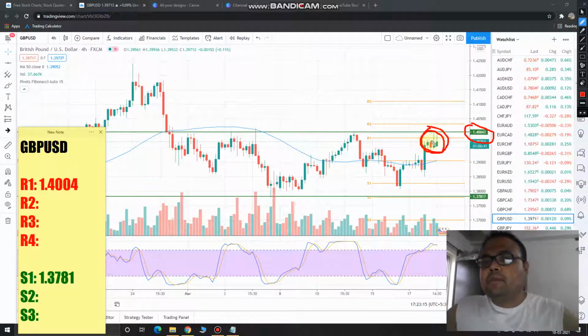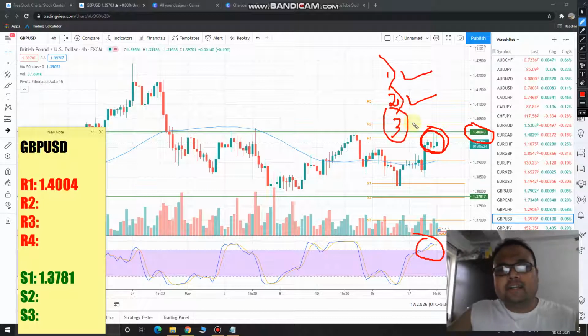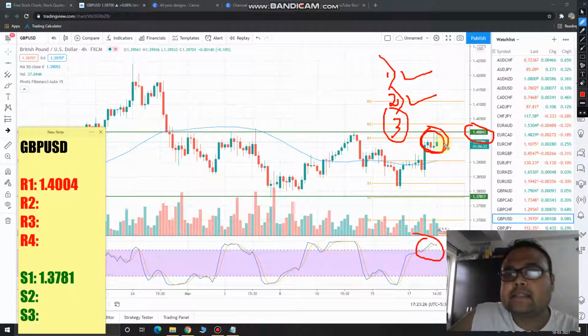First of all, the market is getting price rejection from above. The market has hit the resistance and failed to cross the level. And third, the market is in the overbought zone. So three conditions are met here. This is a very good opportunity to short the market.